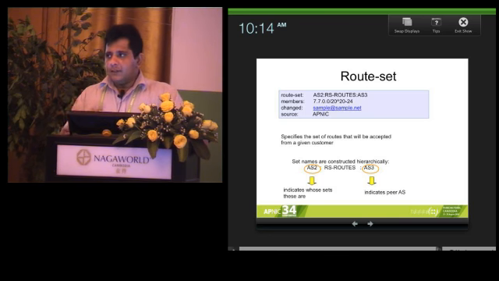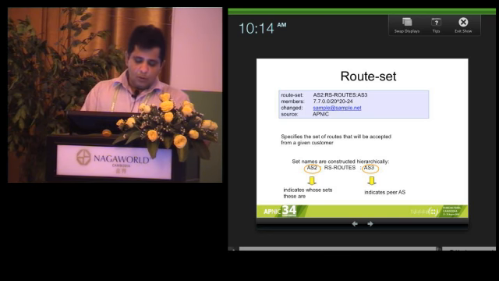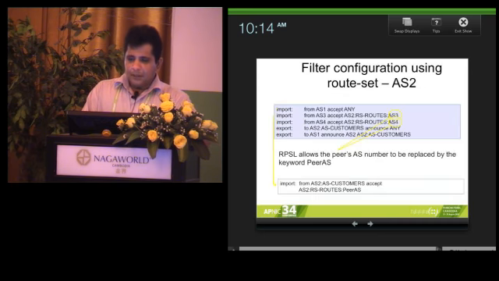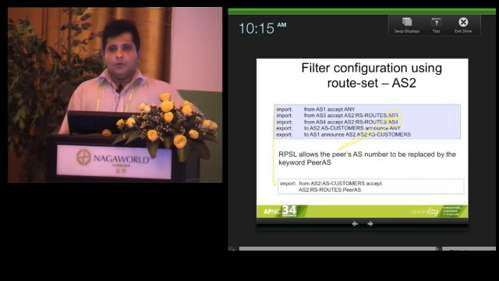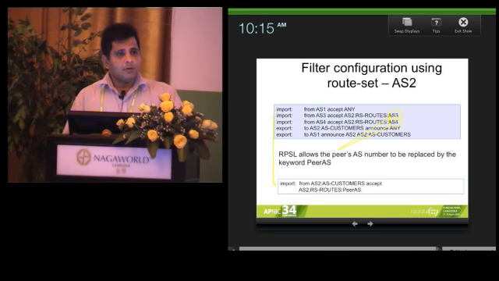So we have constructed this route set, of course, hierarchically, AS2 and AS3. That's the scenario that we have, rs-routes. Okay? So the first one, the AS2, indicates whose sets these are, right? Whose sets. And then AS3 indicates the peer AS. Then what do you do? Then you would go and apply that to your routing policy, right? So you have your import attributes.